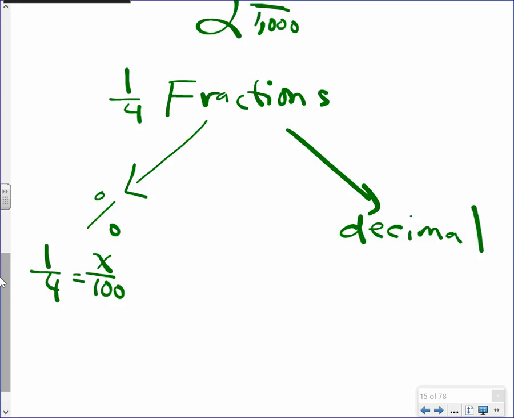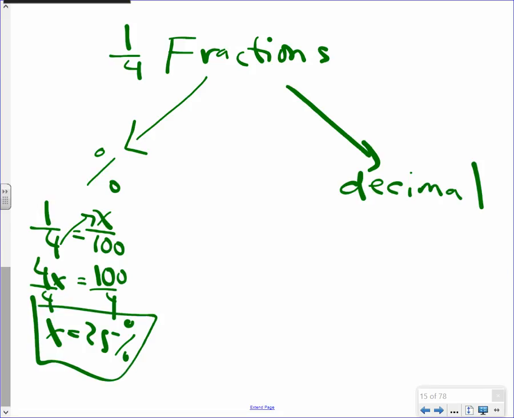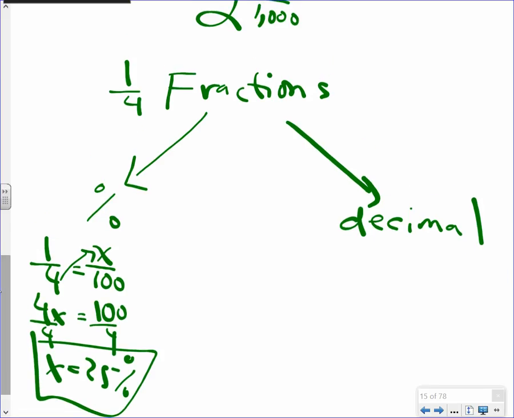And what do you do when you have a proportion now? How do you solve for x here? What's the shortcut? Cross multiply. So if you weren't here this morning, you got some notes to catch up on. Watch this. 4 times x is 4x. 1 times 100 is 100. Let's get x by itself by dividing by 4. X is 25%. So I turn 1/4, the fraction, into a percent. It's 25%.